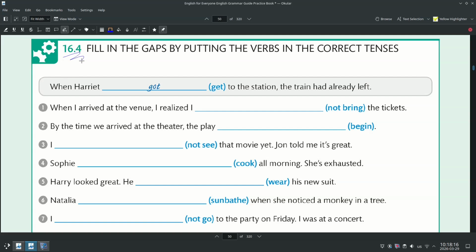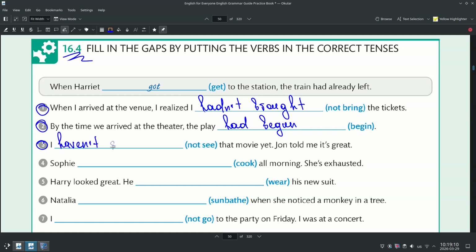16.4. Fill in the gaps by putting the verbs in the correct tenses. Number 1. When I arrived at the venue, I realized I hadn't brought the tickets. Number 2. By the time we arrived at the theater, the play had begun. Number 3. I not see that movie yet. John told me it's great. I haven't seen this movie yet.